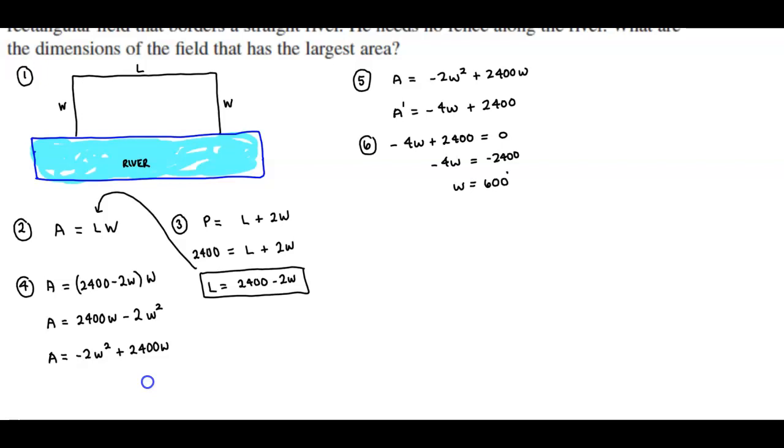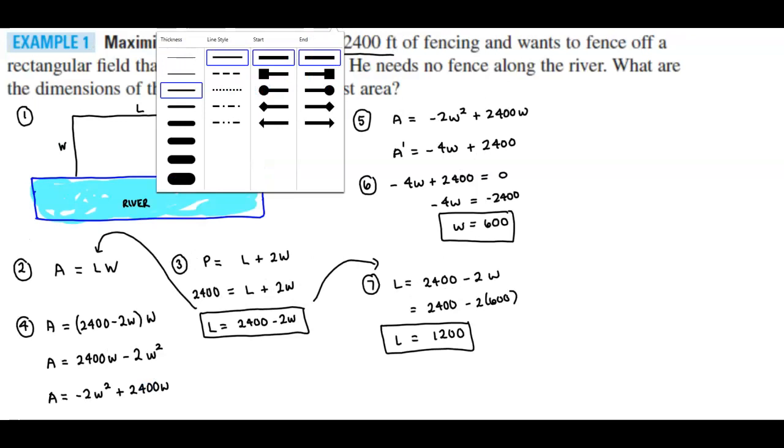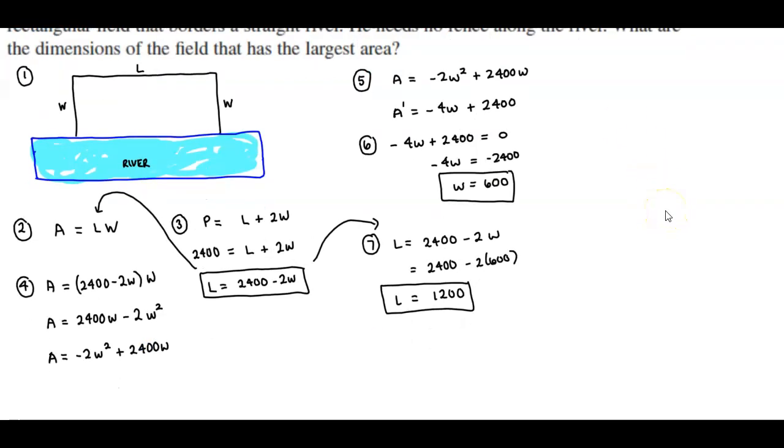So we know that the width is going to be 600. And how do we find the length? Well, we had the formula L equals 2,400 minus 2W. So that's 2,400 minus 2 times 600, and therefore L is going to equal 1,200. And so we can say that the dimensions, which is what we're looking for, are going to be the width, which is 600 feet, by the length, which is 1,200 feet.